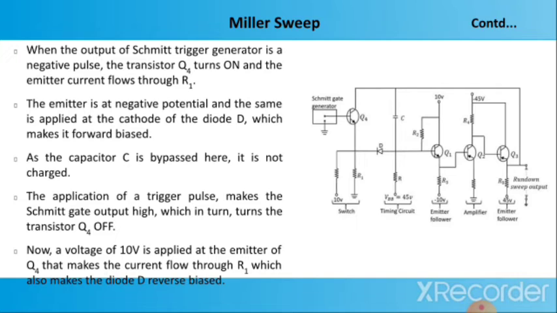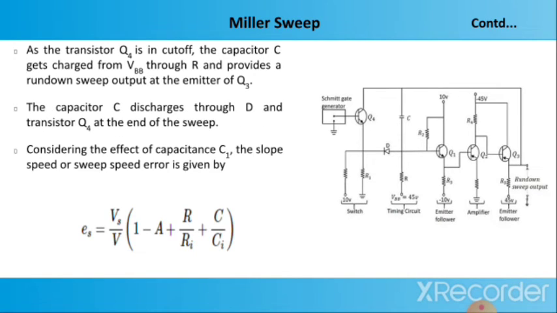The application of a trigger pulse makes the Schmitt gate output high, which in turn turns the transistor Q4 off. Now a voltage of 10 volts is applied at the emitter of Q4 that makes the current flow through R1, which also makes the diode D reverse biased. As the transistor Q4 is in cutoff, the capacitor C gets charged from VBB through R and provides a rundown sweep output at the emitter of Q3. The capacitor C discharges through the diode D and transistor Q4 at the end of the sweep.